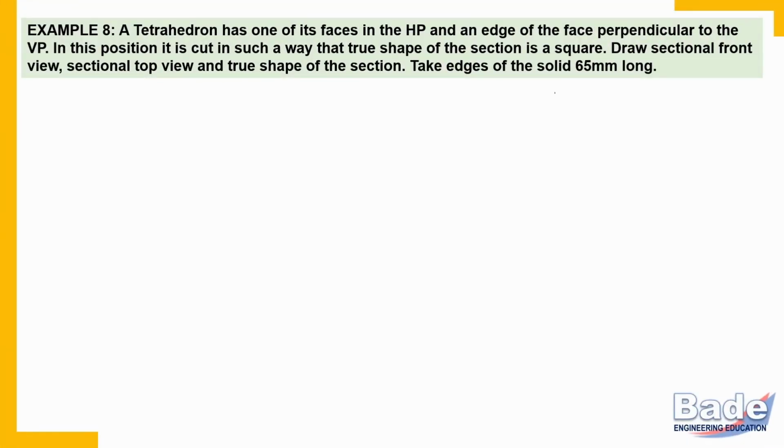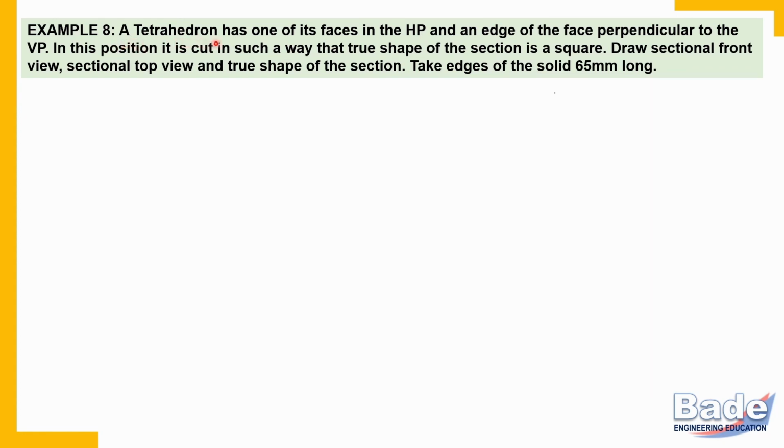Now read the problem. A tetrahedron has one of its faces in the HP and an edge of the face perpendicular to the VP. In this position, it is cut in such a way that the true shape of the section is a square. Draw sectional front view, sectional top view, and true shape of the section. Take edges of the solid 65 millimeters long.